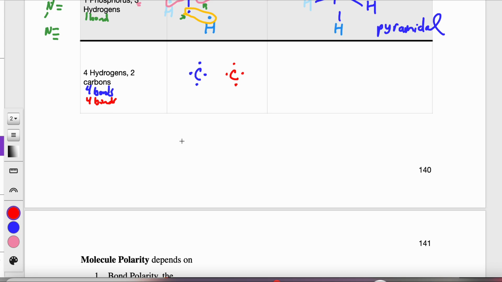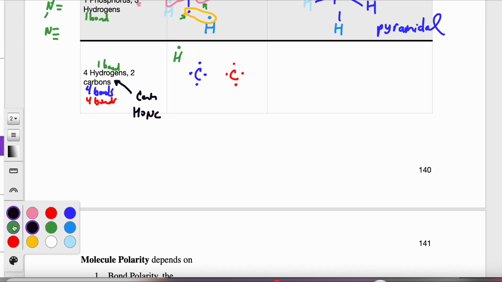Now, the other element that is present here is hydrogen. Hydrogen has only one electron. It's unpaired, so a hydrogen can only form one bond. So here's the thing. Carbon forms the most bonds. It will be the center. So carbon, most bonds, it's going to be the center of the molecule.